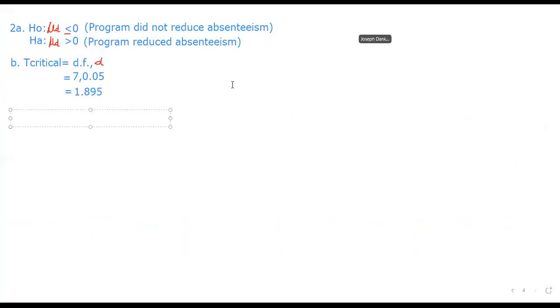Then we move to what? T critical. T critical completed. The C is asking us to solve the value of the calculated value of the test statistic. That is talking about the T calculated. T calculated.